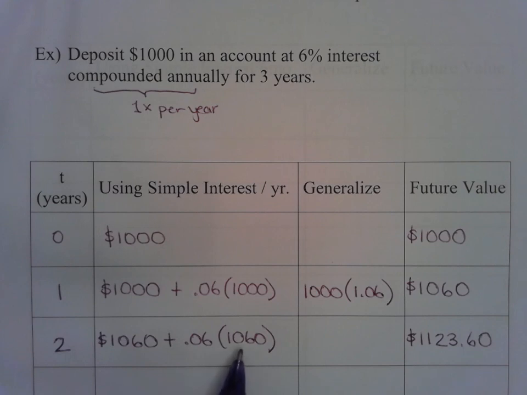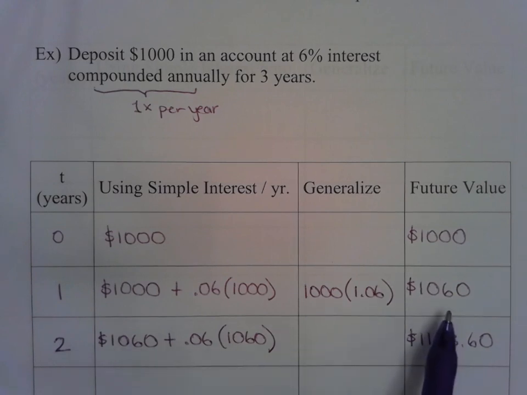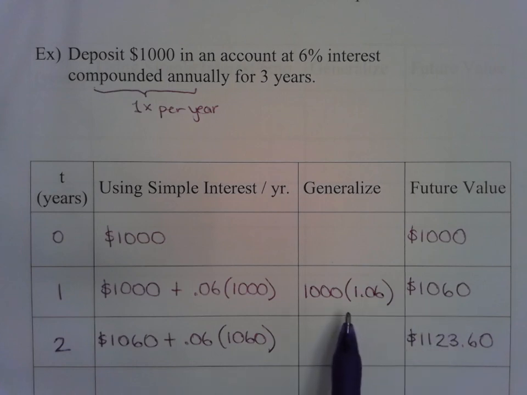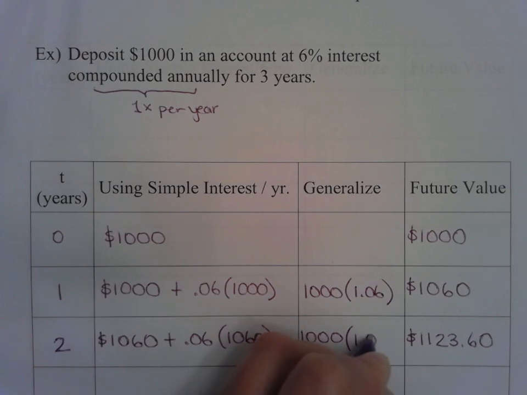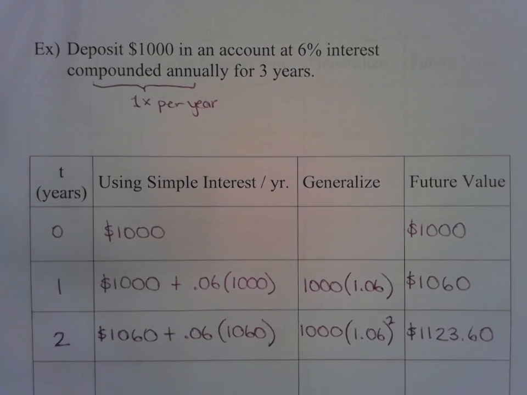Okay, as far as the pattern goes, I could factor out the 1060 and I would see another 1.06 here. But remember from the line above, 1060 was 1000 times 1.06. So if I put those two factorings together, really what's happened since the beginning is I've multiplied twice by 1.06.